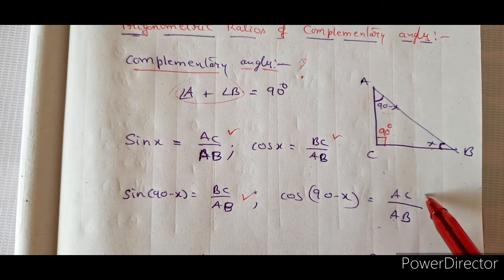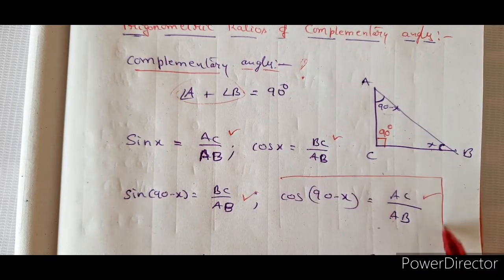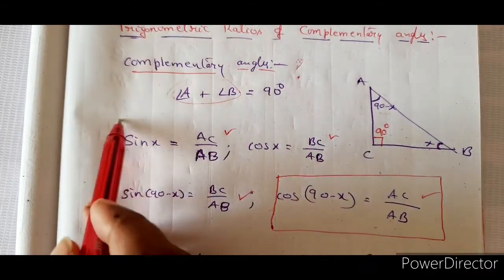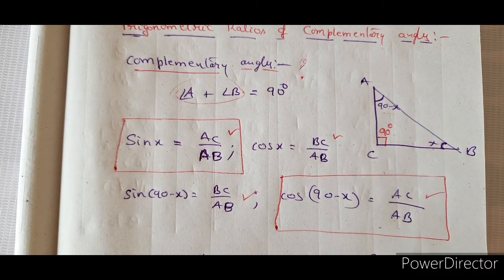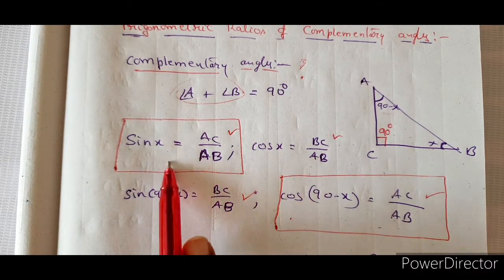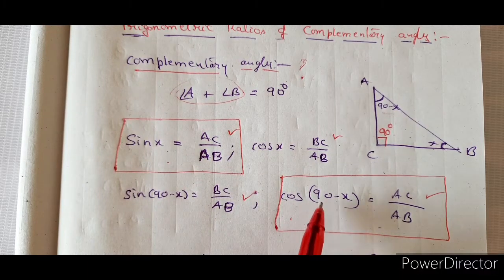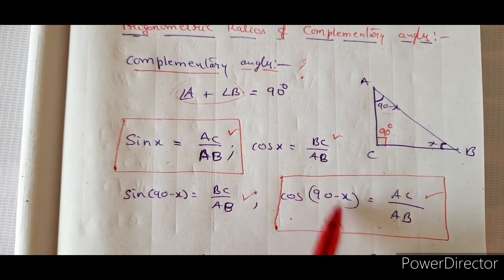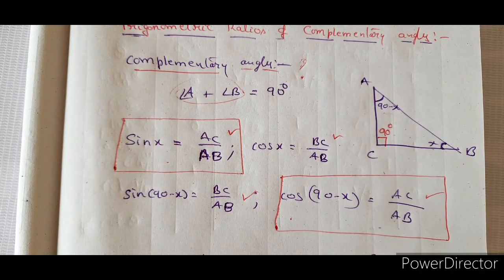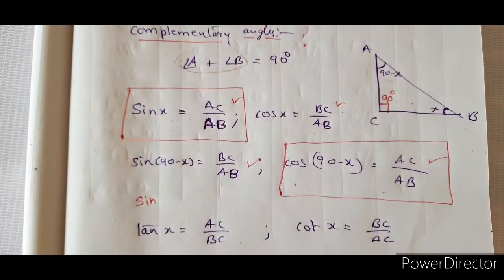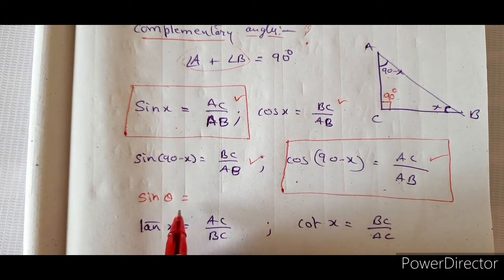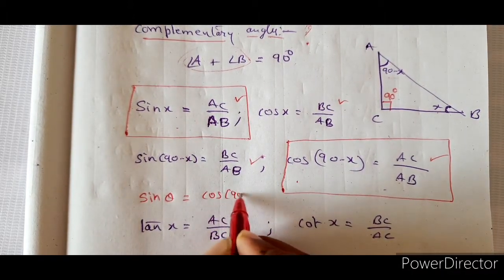Now you observe the things. This cos of 90 minus x is equal to sin x. Can you observe that? Within the same right angle triangle, if you take these two angles, one as sin theta, then the other one is cos of 90 minus theta. These two give the same result. So can we now write down that sin theta is equal to cos of 90 minus theta?